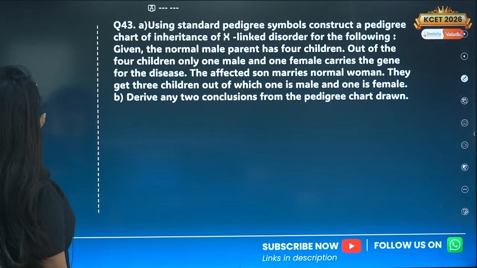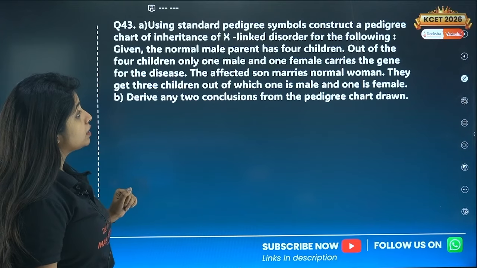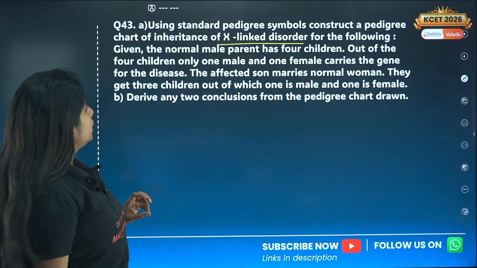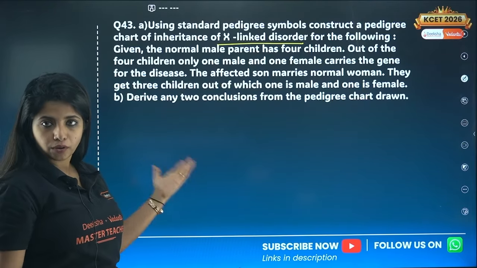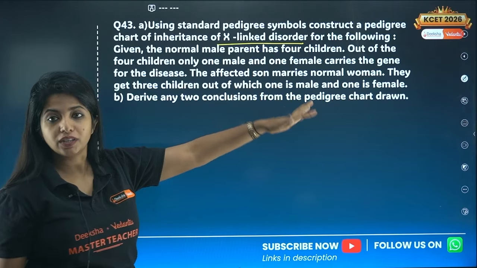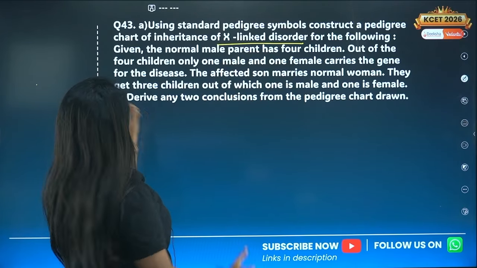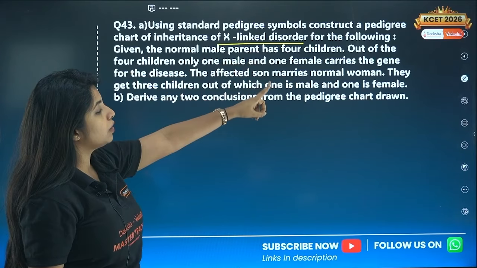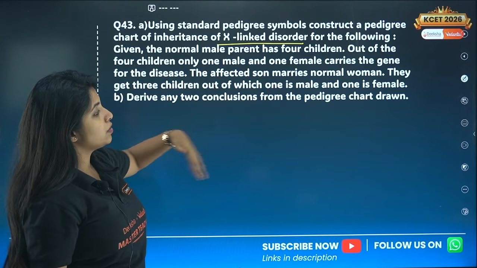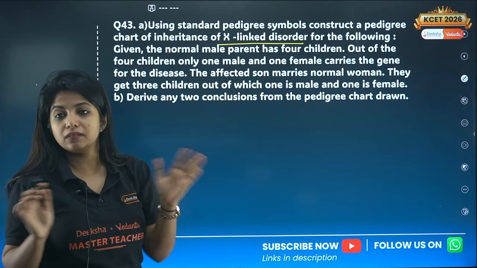The last question of the day. Now, using standard pedigree symbols, construct a pedigree chart for inheritance of an X-linked disorder. That means it is on the X chromosome. It didn't mention X-linked recessive or dominant, so you can go ahead. Given, the normal male parent has 4 children, and they didn't mention the female parent, okay? First of all, with this type of question you have to read it entirely. Out of the 4 children, only 1 male and 1 female carry the gene of the disease. The affected son marries a normal woman. They get 3 children, out of which 1 is male and 1 is female. They didn't tell anything else.